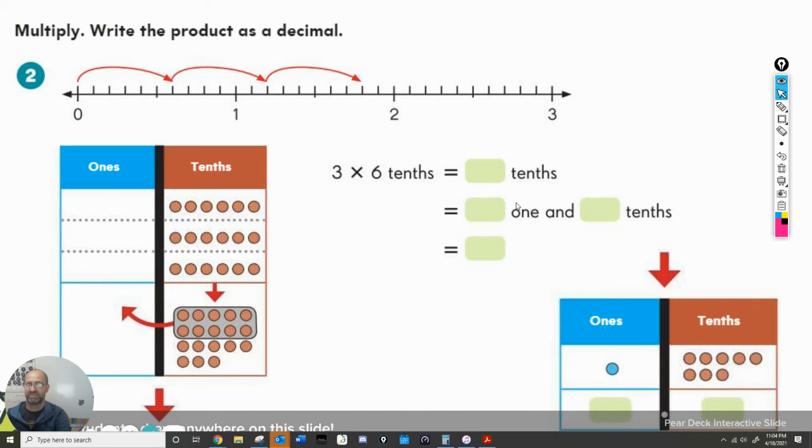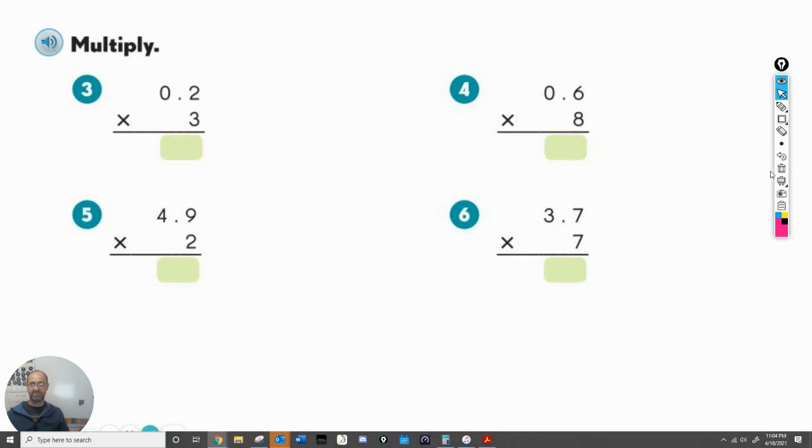Oh, they're showing us 3 times 6/10. So 1, 2, 3 times 6/10 is, that's right, 18/10. You take 10 of those and drop them over here. You have 1, 1, and 3, 4, 5, 6, 7, 8/10, or 1 and 8/10. Right there. You with me? All right. Carry on, my students.